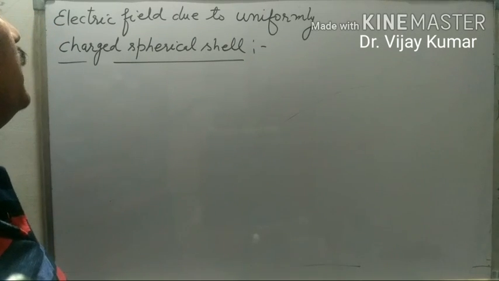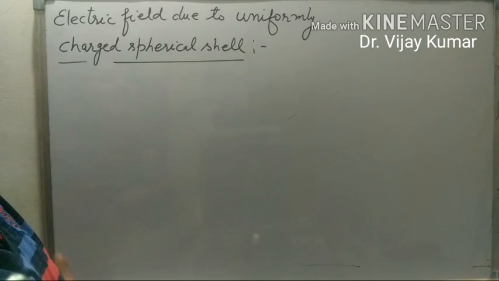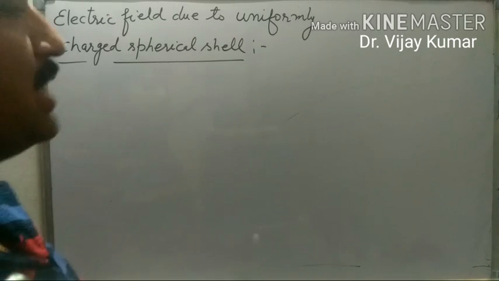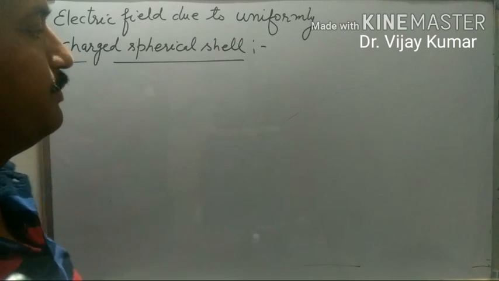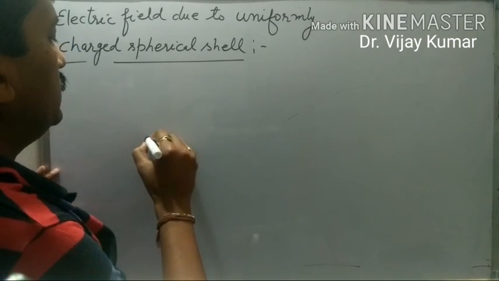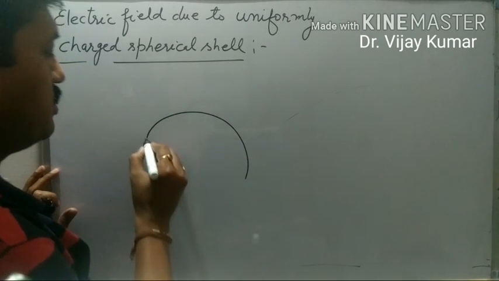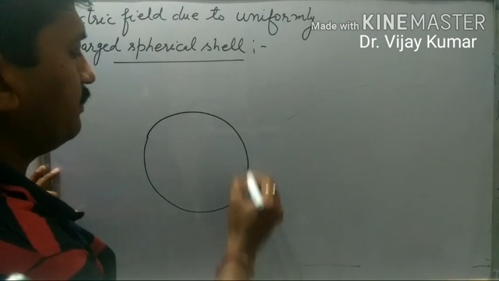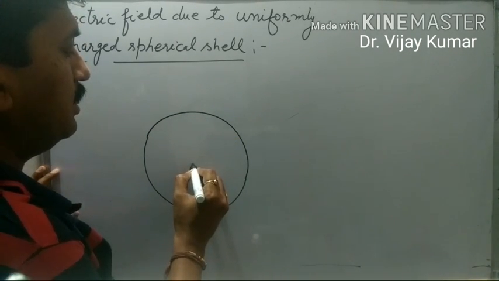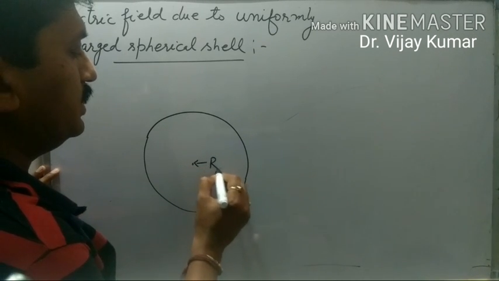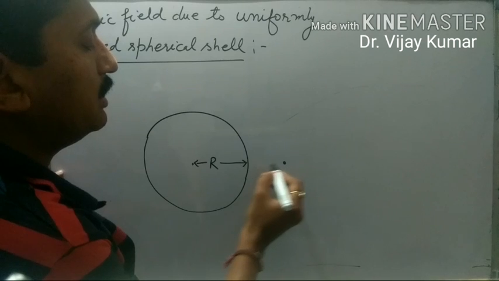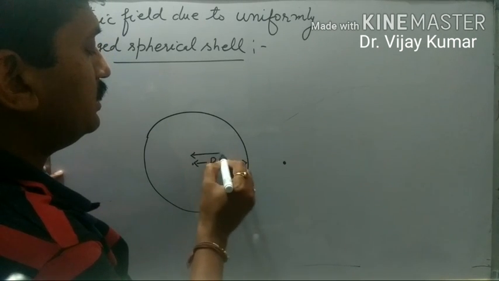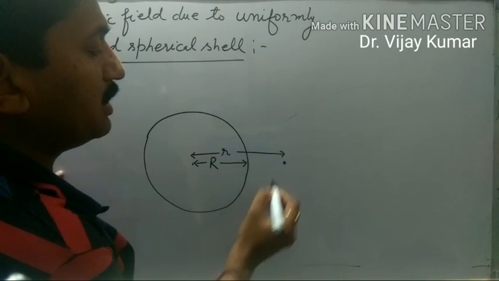Dear students, now we determine the electric field due to a uniformly charged spherical shell. This is the last application of Gauss theorem. Suppose this is a charged spherical shell, and the radius of this shell is capital R, and we have to determine the electric field at a distance of small r from the center.